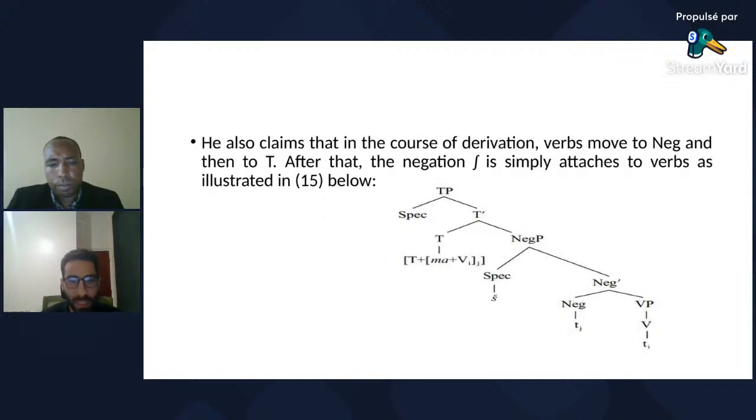He also claims that in the course of the derivation, verbs move to neg and then to T. After that, the negation sh simply attaches to the verb, as illustrated in this tree diagram here. It's like we have V to neg and we have neg to T, and after that, this sh here attaches later on to the verb as a suffix.